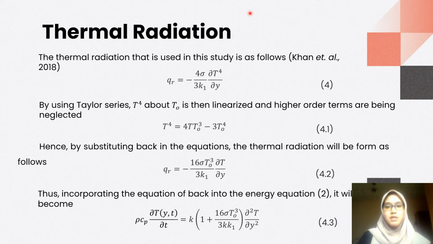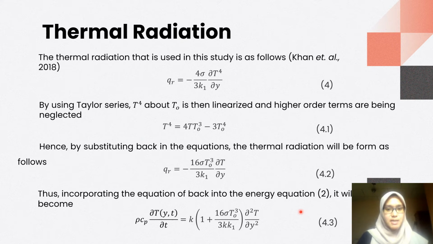The thermal radiation in this study is optically thin in one space coordinate, y, and it is expressed as in equation 4. Applying a Taylor series expansion on T to the power of 4, it can be simplified into equation 4.1. Hence, by substituting back into the thermal radiation, equation 4, the thermal radiation takes the form in equation 4.2.